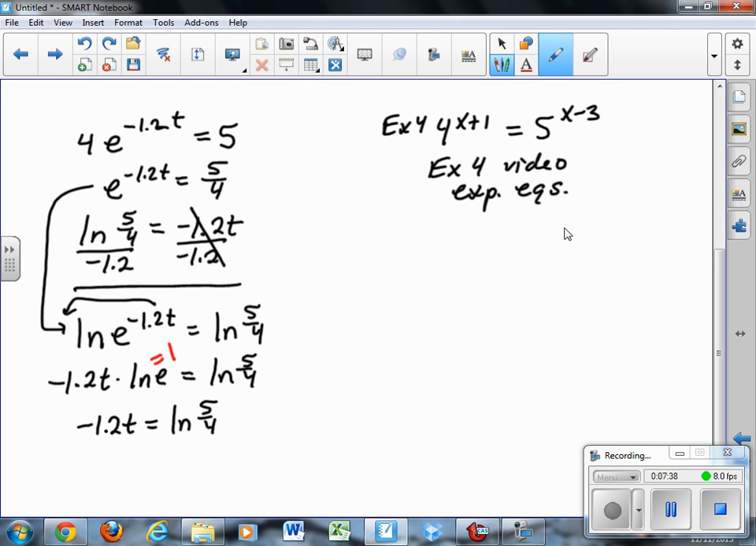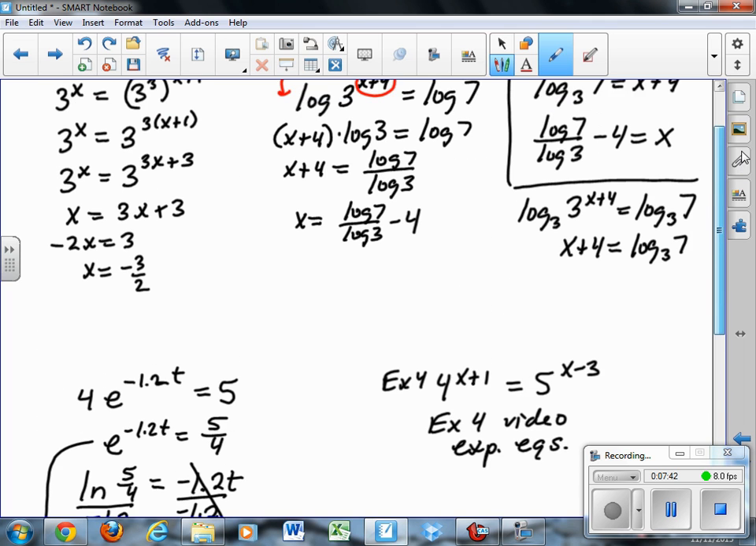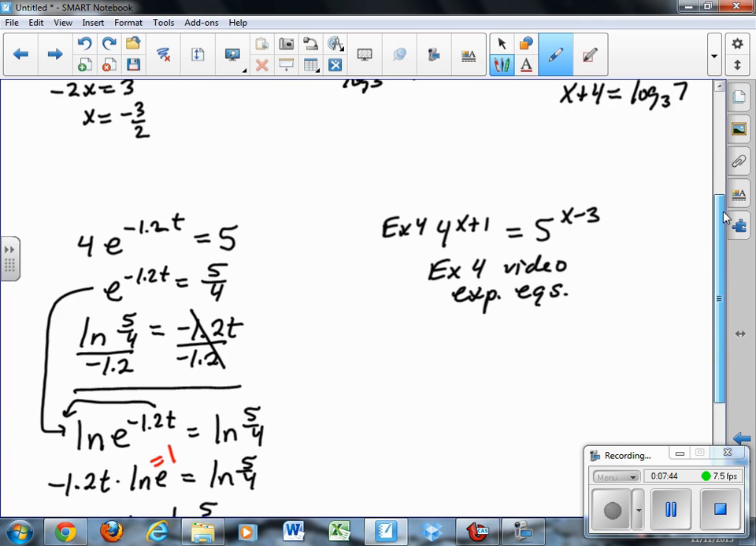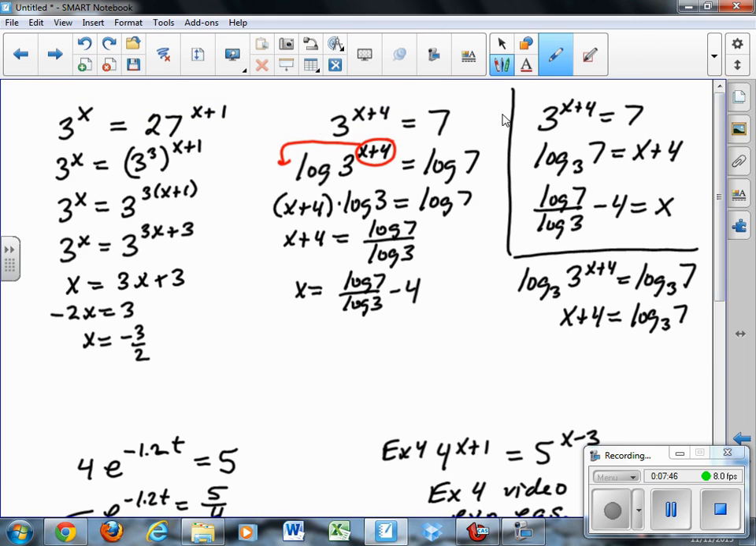So these are your basic exponential equation type problems. Now sometimes you have to do a couple other steps to get them into this form, like maybe if this had been 3 to the x plus 4 plus 5 equals 12, I would have needed to subtract 5 from both sides first, something like that. But once you get the base raised to a power equal to a number, then use logs. Okay, so there you go.